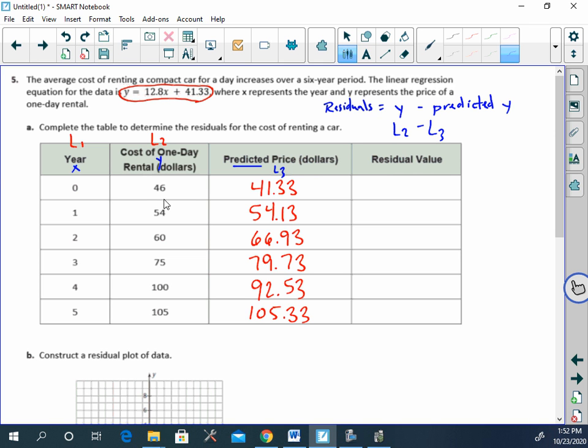Or you can take this value here, my y, and then subtract this value here, and it would fill in the residual, and you would do that for every single one of these.